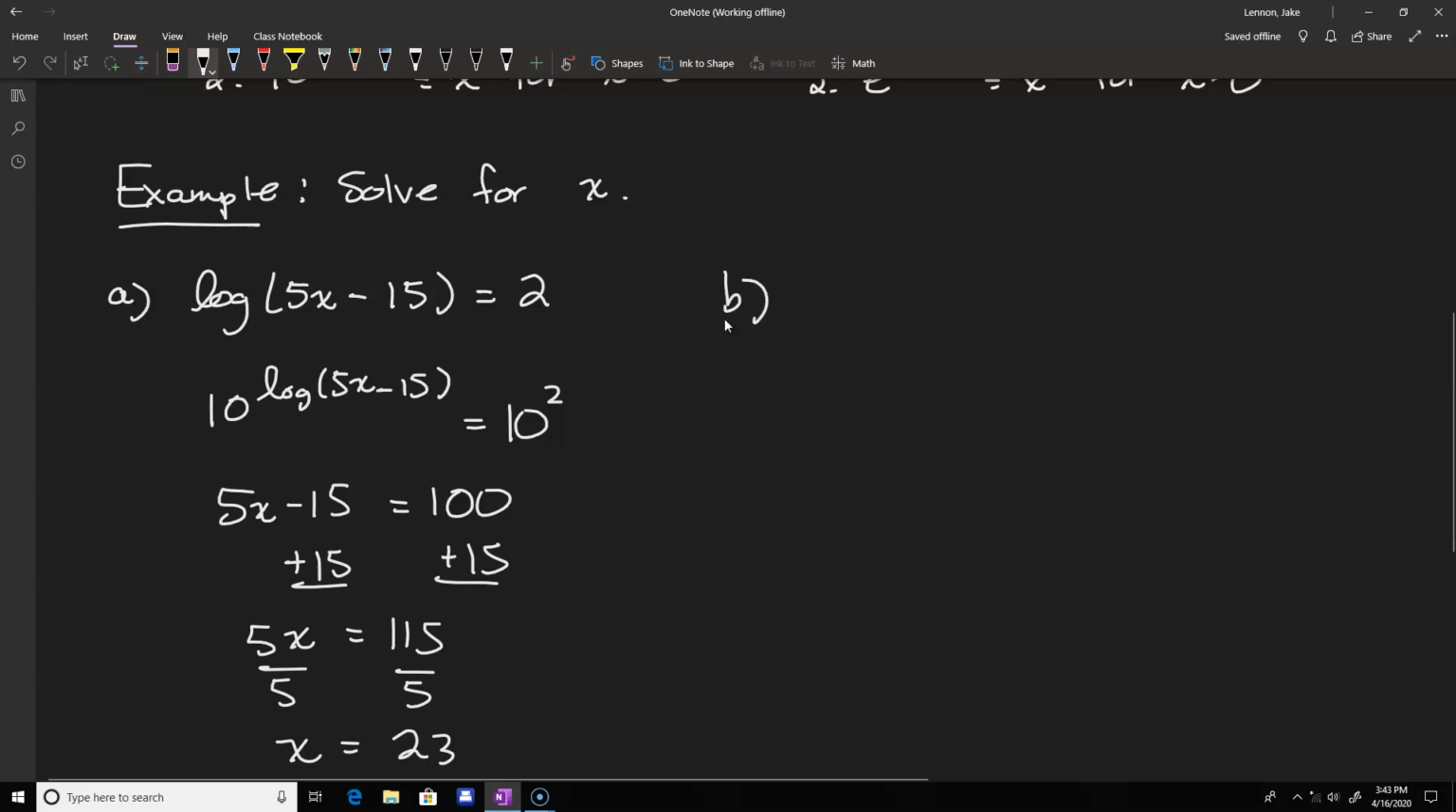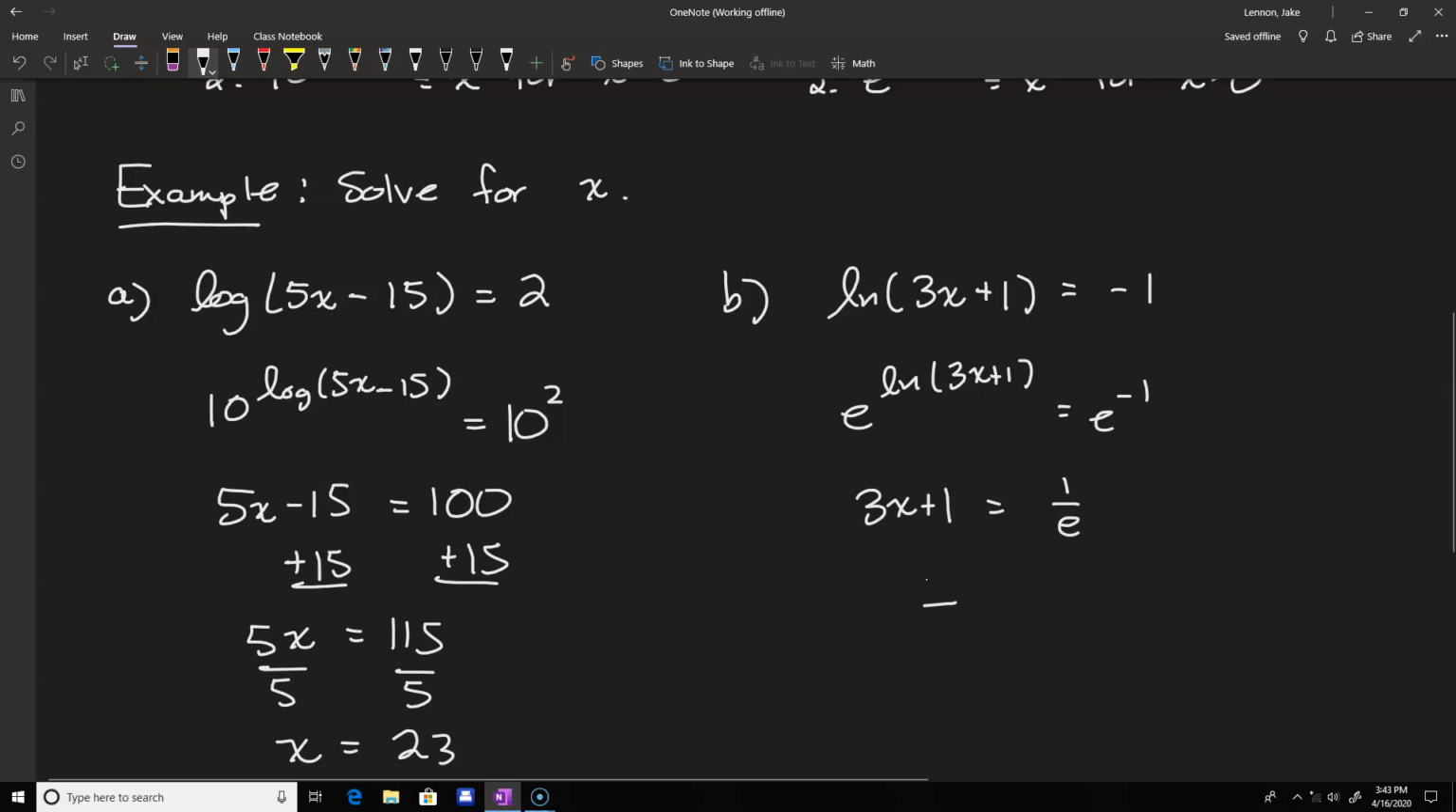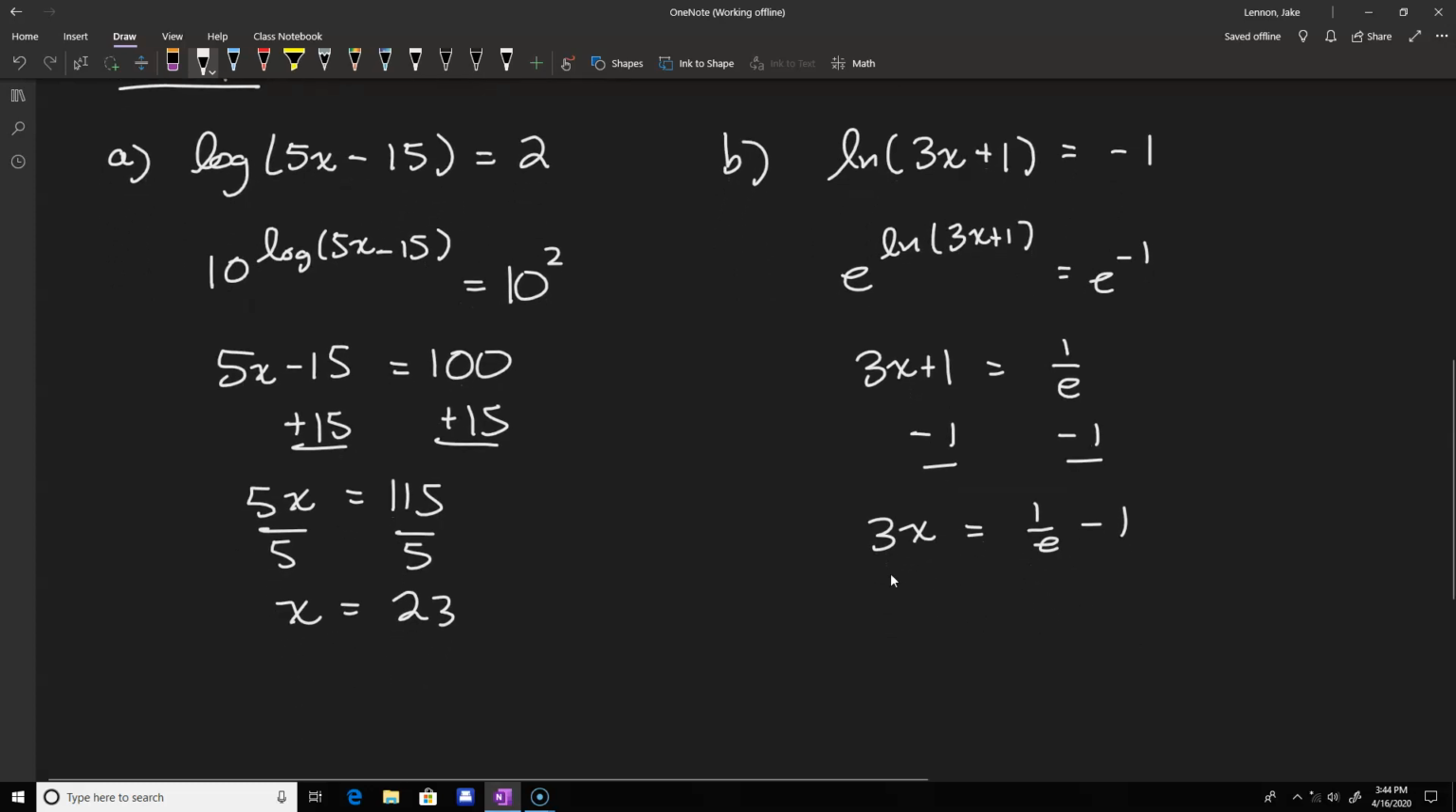Okay, so let's have a look at another. Let's go ahead and do a similar one with the natural log. Let's say the natural log of 3x plus 1 equals negative 1. So for this one, we have to make both sides the exponent of e. So here we would end up with 3x plus 1 is equal to e to the negative 1, or 1 over e. So then we would subtract 1 from both sides, so 3x is equal to 1 over e minus 1. And then we could divide by 3.